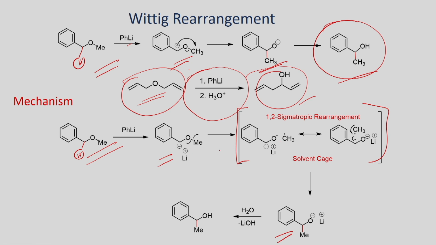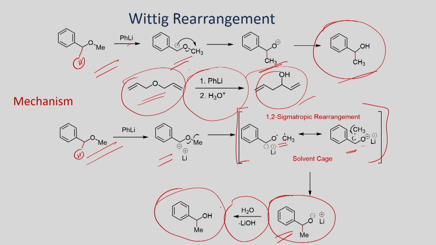Now, the oxygen-methyl bond can undergo homolysis to give this radical pair. Once it is there, it can convert into this radical as shown here, and you generate this lithium alkoxide radical intermediate. The diradical can undergo reaction to give this alkoxide, which on workup gives this compound. This is similar to the Stevens rearrangement, where a 1,2 sigmatropic rearrangement happens. What you do here is break this bond.